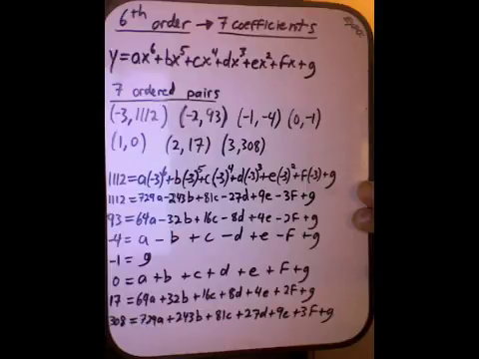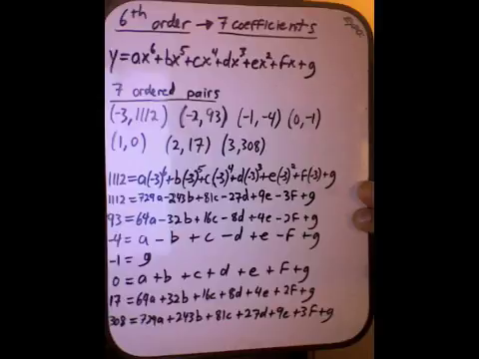coefficients, right? Look at here. You see A, B, C, D, E, F, and G. That's 7. And so in order to figure this out, you're going to have to give me 7 ordered pairs, or pairs of points x and y. And that's what you see here.